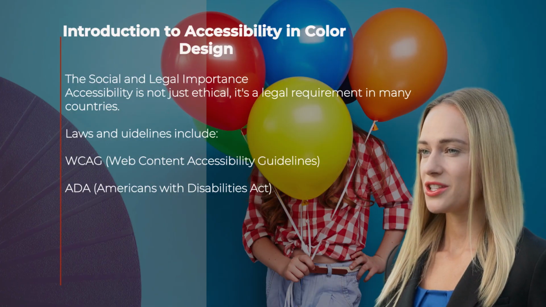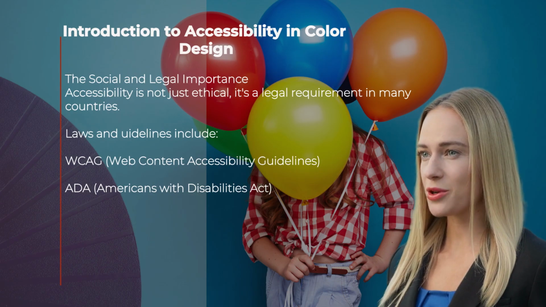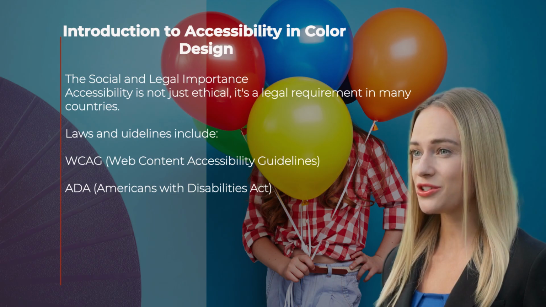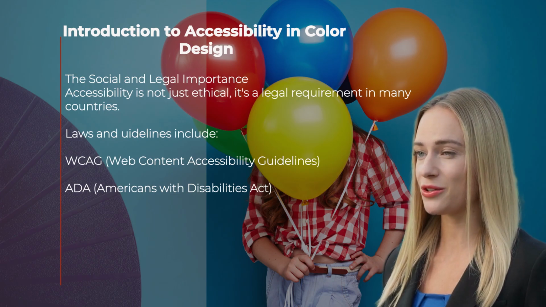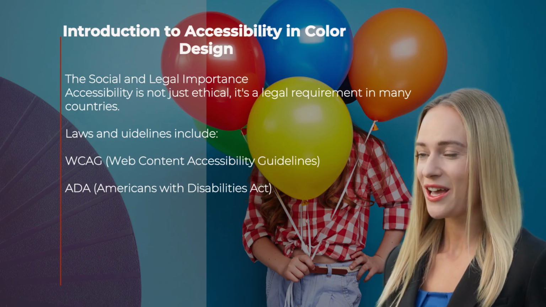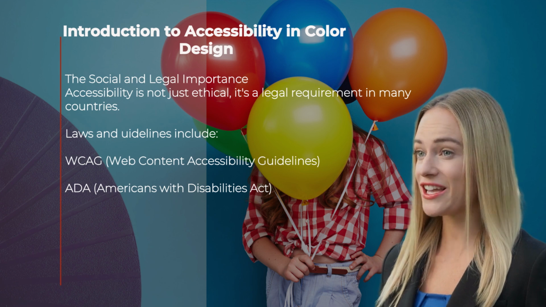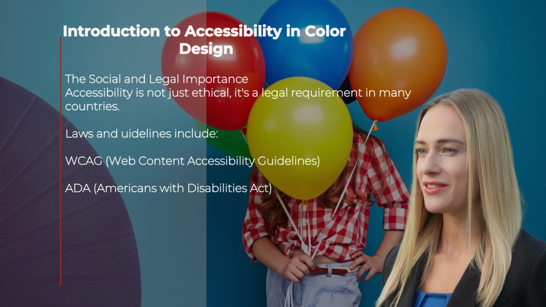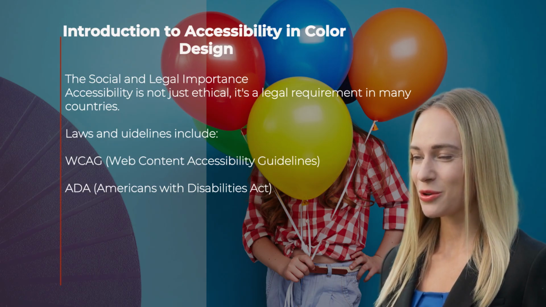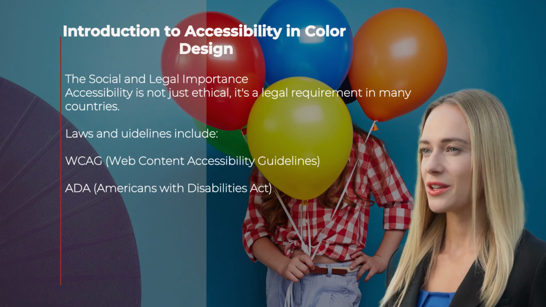1. Introduction to Accessibility in Color Design. 1. The social and legal importance. Accessibility is not just ethical, it's a legal requirement in many countries. Laws and guidelines include WCAG, Web Content Accessibility Guidelines, ADA, Americans with Disabilities Act, EN 301 549, EU Standard for Accessibility. Designers must ensure that color is not the only visual cue, particularly for interactive elements, alerts, and data visualizations.